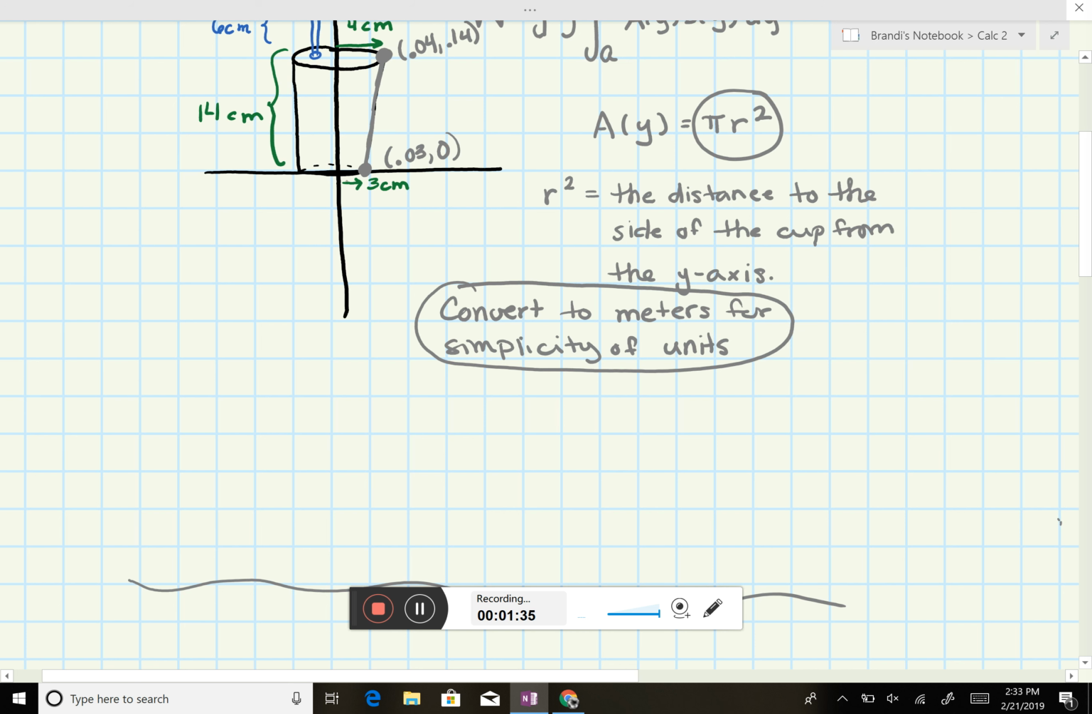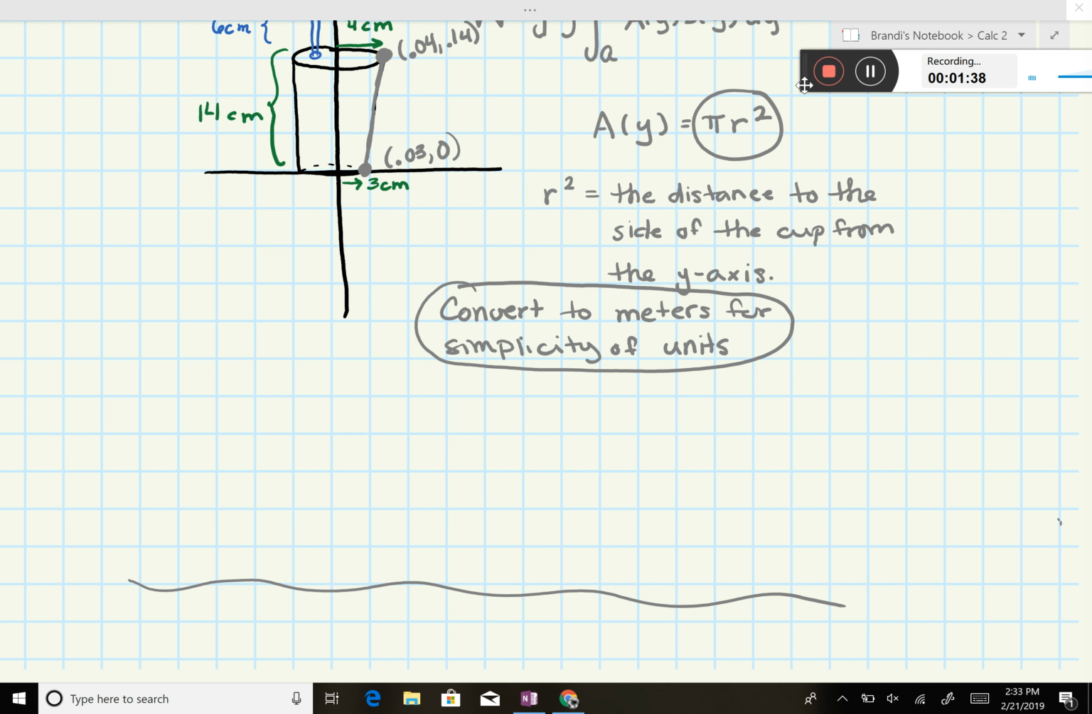So we'll start with m is equal to 0.14 minus 0 over 0.04 minus 0.03. That would give us 0.14 over 0.01, which is just 14, which makes sense. For every 1 centimeter over, we go 14 centimeters up. So every 1 meter over, we would go 14 meters up.